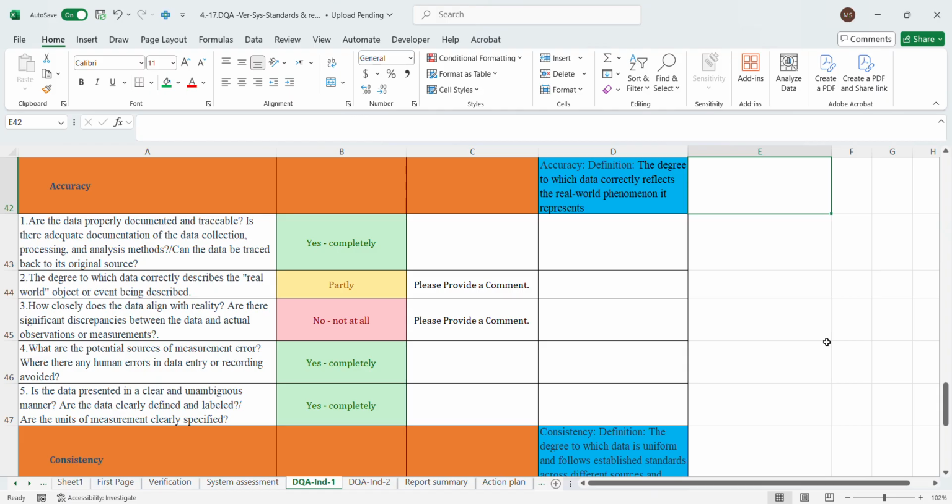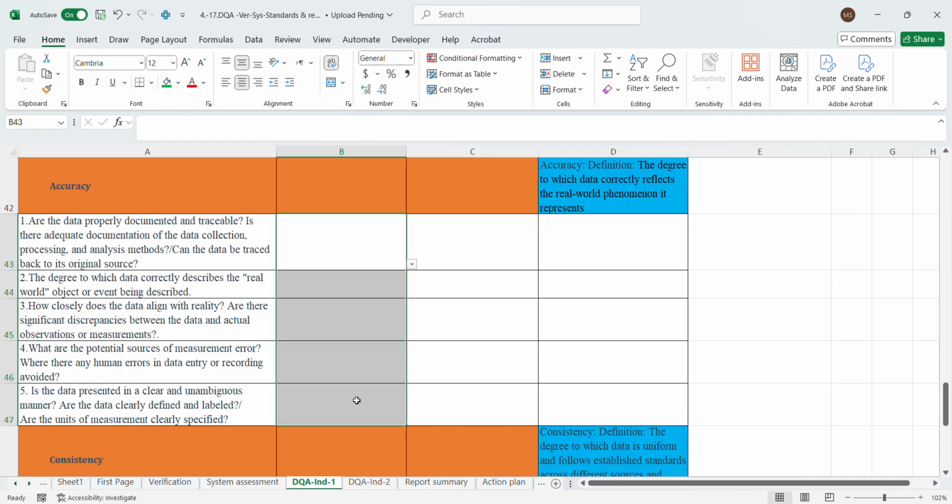We have started on data quality assessment, and in the previous videos we have seen different standards. In today's video, we'll see accuracy. So let's start with the definition. Accuracy is the degree to which data correctly reflect the real-world phenomena it represents. So that's the definition for accuracy.